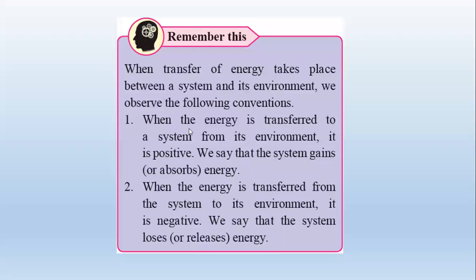Now we have to remember this point. When transfer of energy takes place between system and surrounding or environment, we observe the following convention. When energy is transferred to the system from the environment, Q is positive, and the system gains some energy. System gains energy means Q is positive. And the second one is when energy is transferred from system to environment, the system loses energy, so Q is negative.